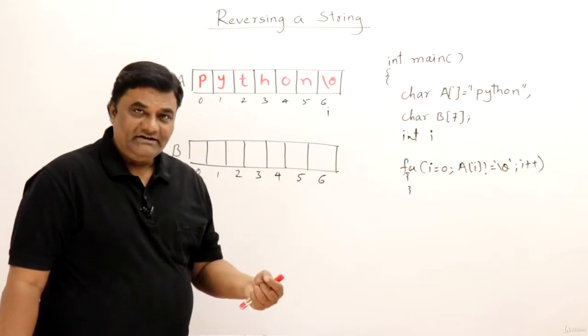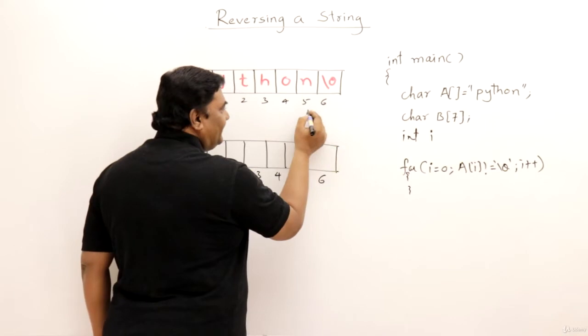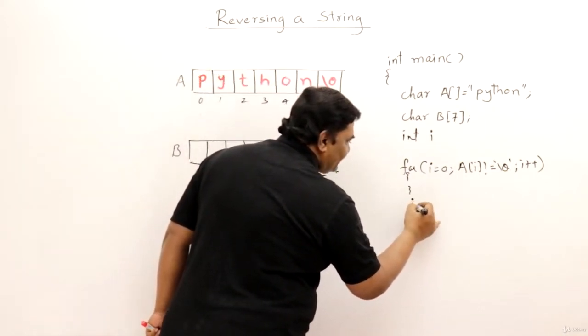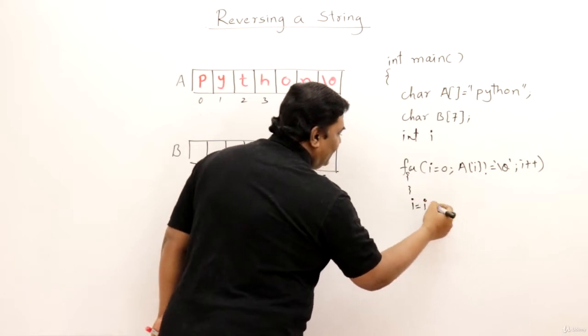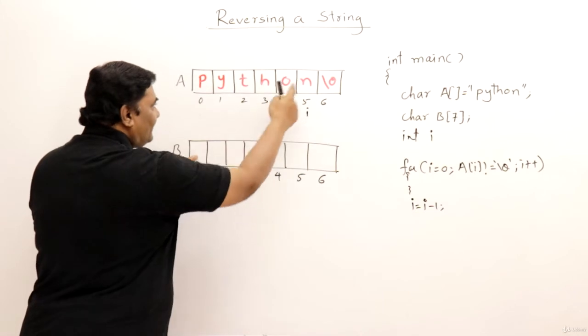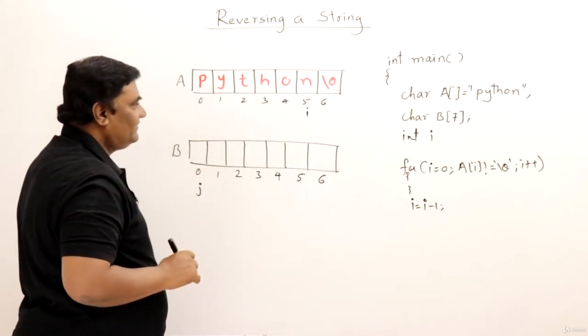Now I should start copying the elements from this place, that is i minus 1 onwards. So okay, i assign i minus 1. i is reduced one step. Now I should copy those elements here. N should be copied here. So for this I should have j also here, right?